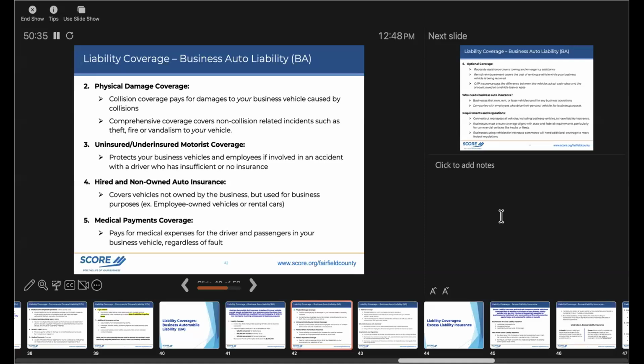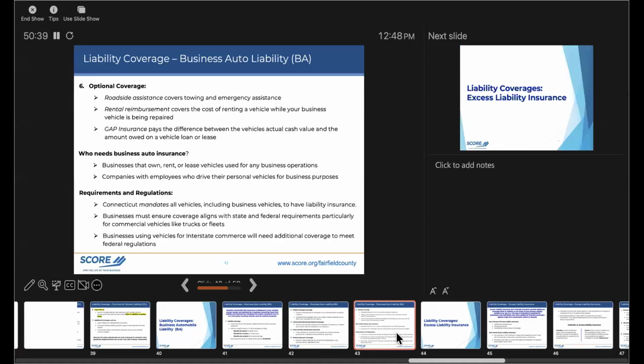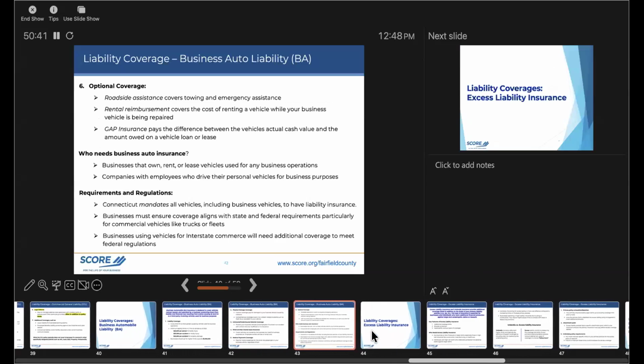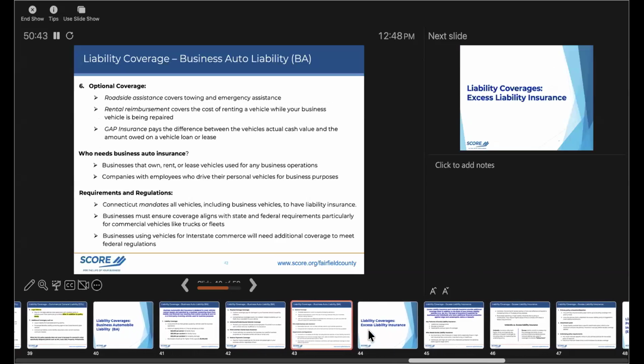Medical payments coverage, okay. And then optional coverages: roadside assistance, rental reimbursement, gap insurance, very quickly. This is insurance that will pay the difference between the vehicle's actual cash value and the amount owed on the vehicle or loan. So if you're leasing your vehicles, you should have gap insurance.